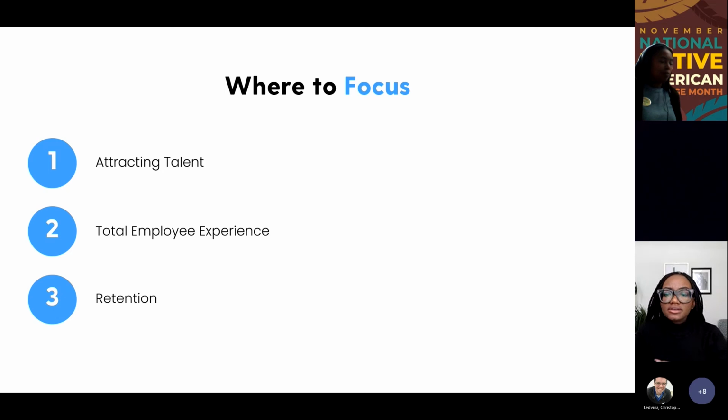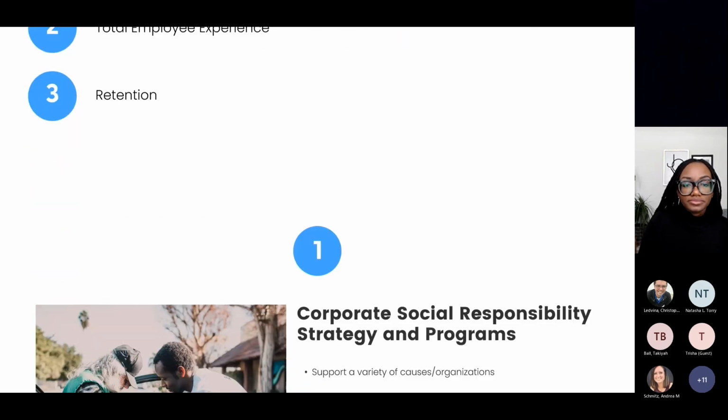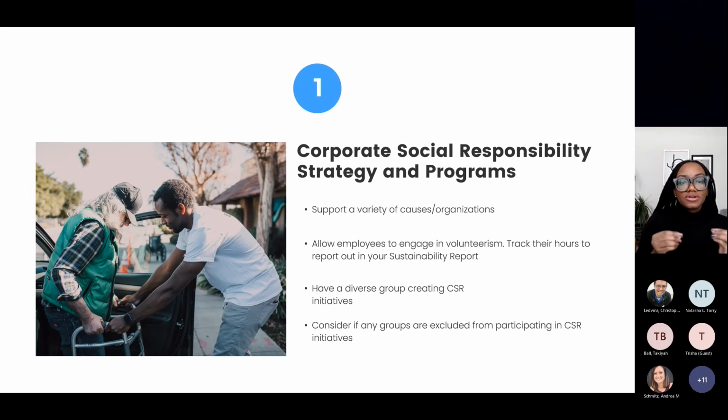And so here, when I talk about these areas coming up, we're going to talk about ways in which you can attract talent, ways in which you can affect the total employee experience. So that includes engagement, that includes development, everything in between. And then how are you going to retain talent? So these are going to be all measures that are going to help to support these talent strategies. Okay, so the first business area is your corporate social responsibility strategy and programs.